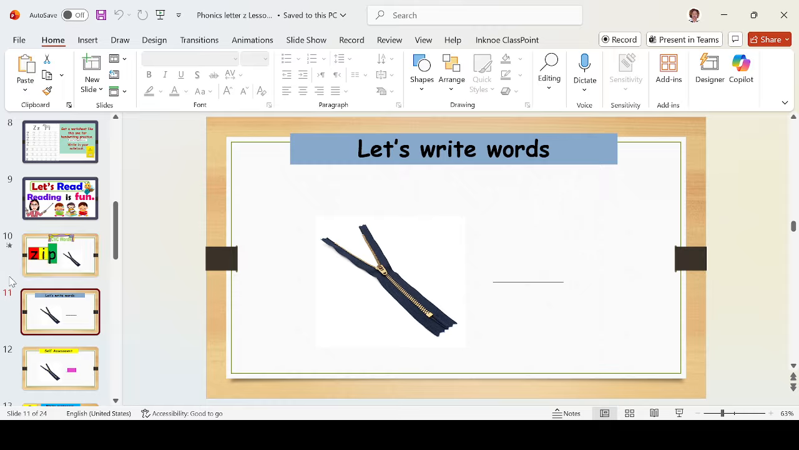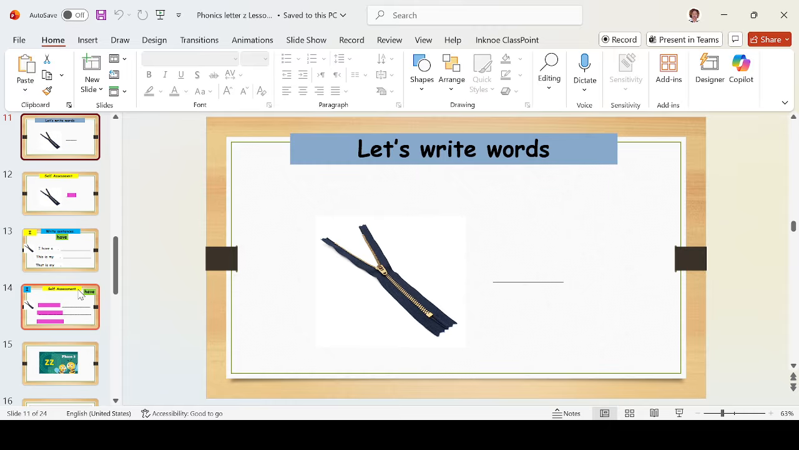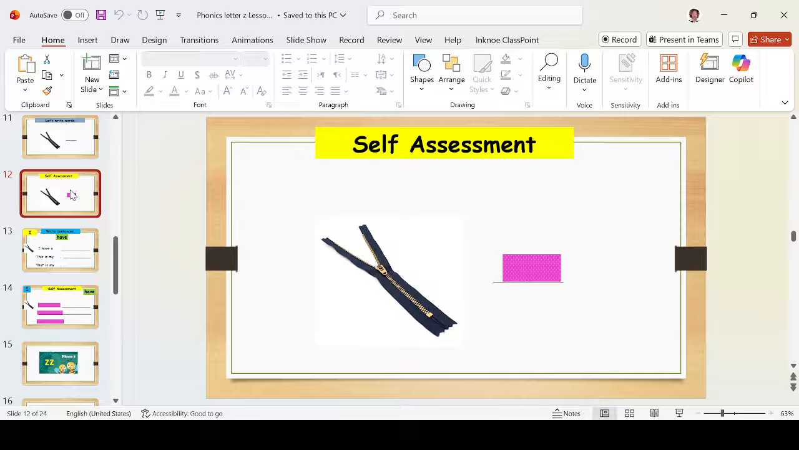and again we are going to write only one word. Z, I, P, zip. Can you draw your zip and write Z, I, P, zip? You can pause the video and write. Okay, when you are done, you come for self-assessment. I will show you. You were supposed to write Z, I, P, zip. Okay, I think you did it correctly, right?